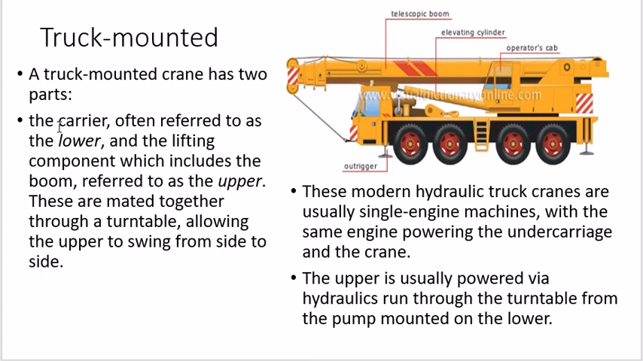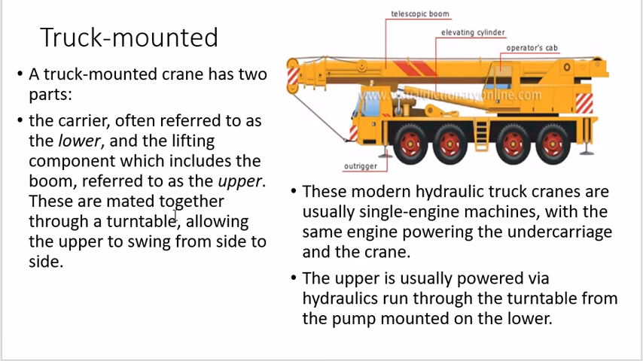The first one is the carrier. The carrier is the lower part. This thing is called your carrier. The engine is there, and it can move your crane horizontally in any direction. And there's an upper part, which is responsible for giving the vertical movement of your component. The upper part is responsible for the lifting.